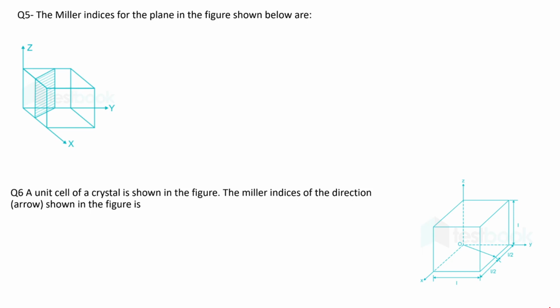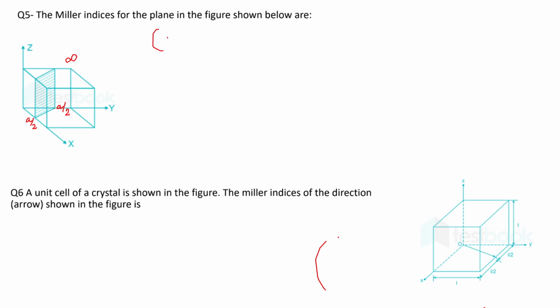So how to find it? Okay, here if you see, this is the x-axis, this is the y-axis, this is the z-axis. It's crossing the x-axis at a distance a by 2, half of it. The y-axis also half of it, so we can write it as a by 2. It's not touching the z-axis, so it is going parallel. So we are writing it as infinity.